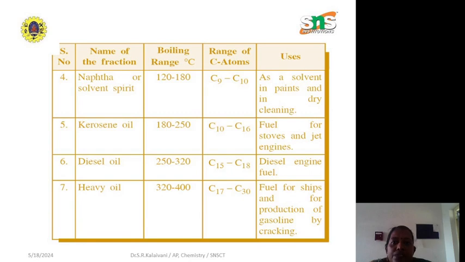Then naphtha, 120 to 180 boiling range, carbon atoms C9 to C10, used in dry cleaning, it acts as a solvent. Then kerosene, 180 to 250, carbon range C10 to C16, fuel for stoves. Then diesel oil, 250 to 320, range C15 to C18, diesel engine fuel. Then heavy oil, 320 to 400, C27 to C30, fuel for ships.